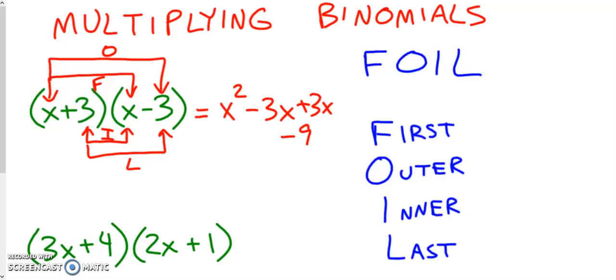And then all you have to do is combine your like terms. So you've got your x squared, negative 3x and positive 3x makes 0. So that's going to cancel out, and then you've just got minus 9.